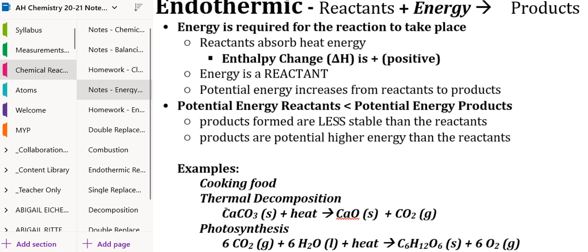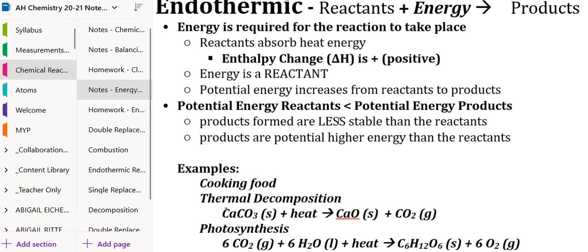Reactants. So lower potential energy, more stable. So some examples of endothermic reactions. Cooking food, right? Put heat energy in. If you stop putting heat energy in, is the food going to keep cooking? No. Thermal decomposition. Calcium carbonate is an example of a compound that when heat is applied, it will decompose into calcium oxide, which is a solid, and carbon dioxide gas.